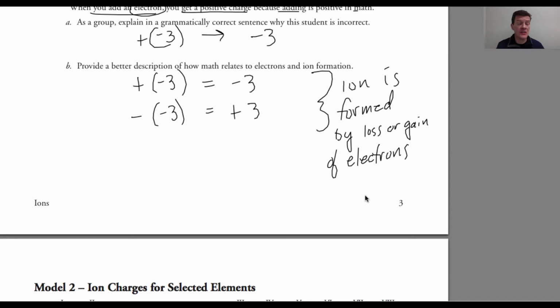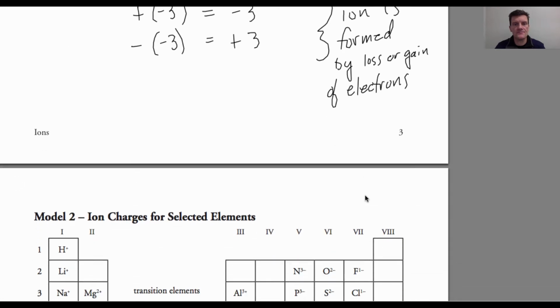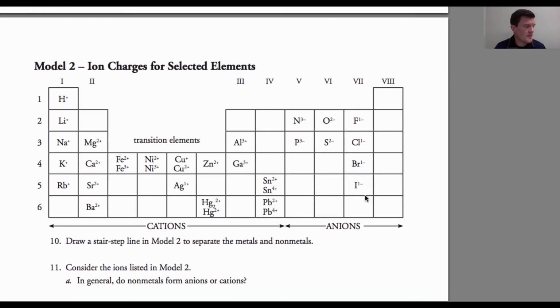Remember, with isotopes, we're adding or subtracting, gaining or losing neutrons. That changes the mass. Adding or subtracting electrons is going to change the charge. But you never change the protons. Otherwise, if you have a different number of protons, it's a completely different element. It's not an isotope or an ion of that element anymore.